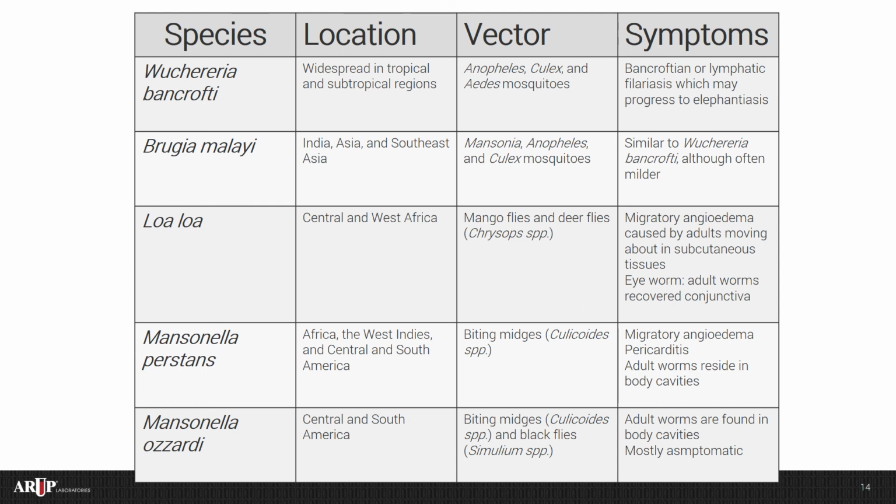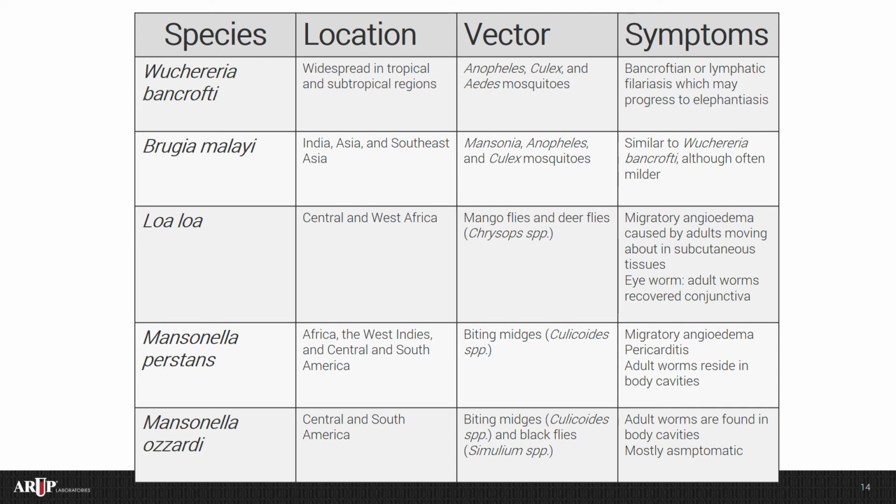Wuchereria bancrofti is found in tropical and subtropical regions. It is transmitted by Anopheles, Culex, and Aedes mosquitoes. Symptoms include Bancroftian or lymphatic filariasis, which may progress to elephantiasis. Brugia malayi is found in India, Asia, and Southeast Asia. It is transmitted by Mansonia, Anopheles, and Culex mosquitoes. Symptoms are similar to Wuchereria bancrofti, but are often milder.